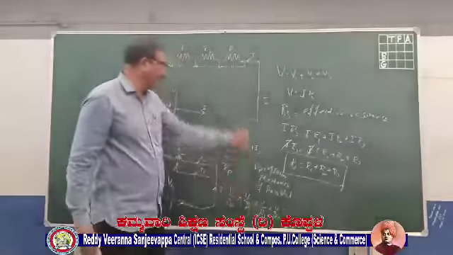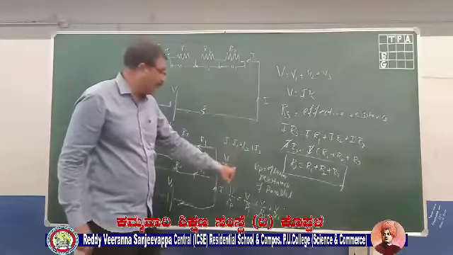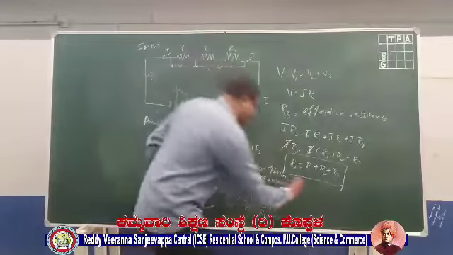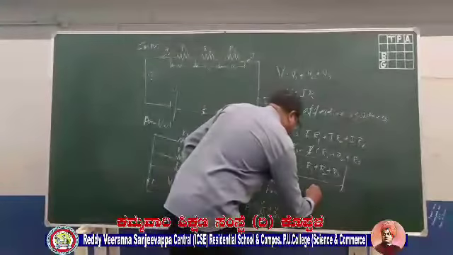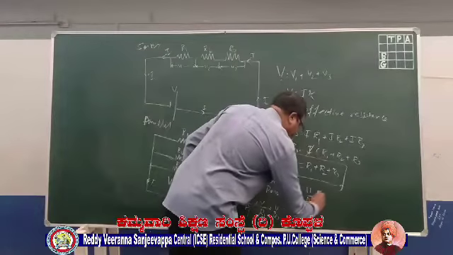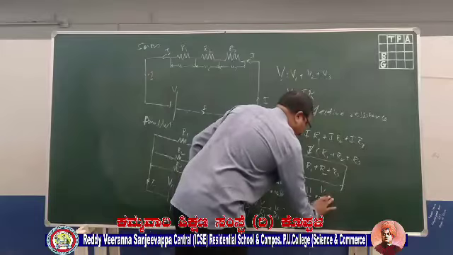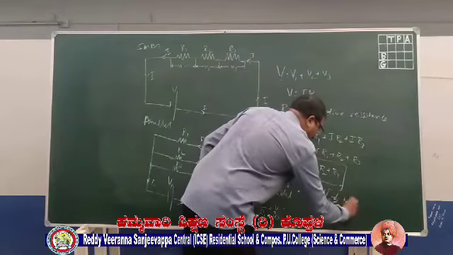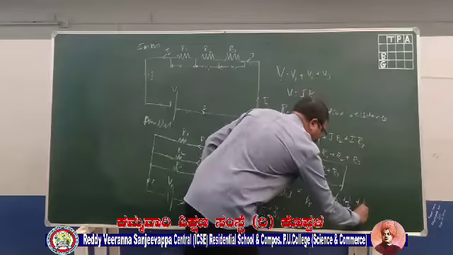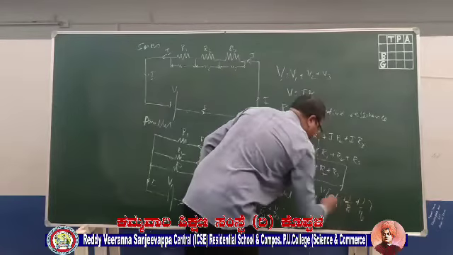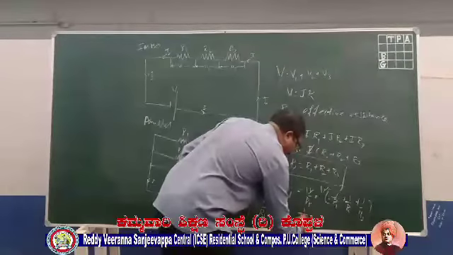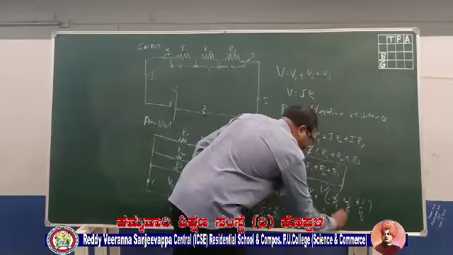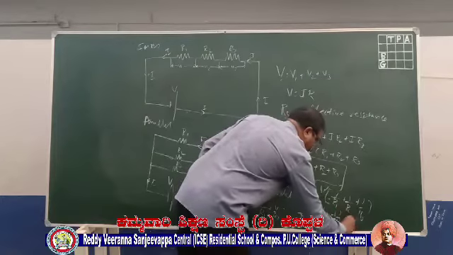Now what is the thing I have done here? The current I1 is flowing, but it is the same potential difference. So I will take V common outside. V by Rp is equal to V, I am taking common outside, 1 by R1 plus 1 by R2 plus 1 by R3. V and V will cancel, we will be left with 1 by Rp is equal to 1 by R1 plus 1 by R2 plus 1 by R3.